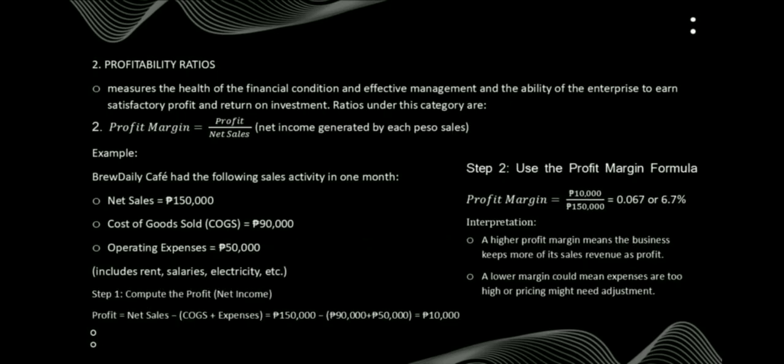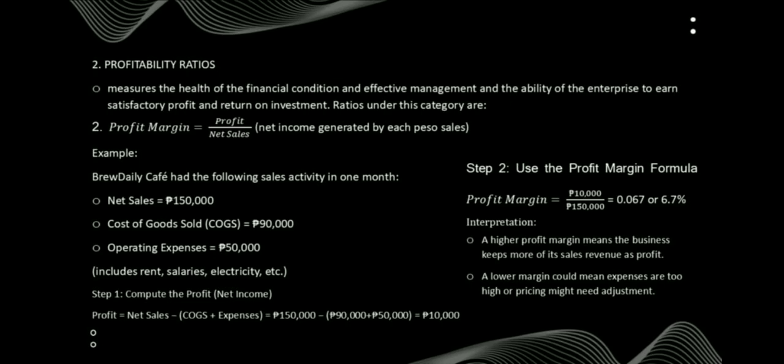Profit margin. On this part, we are not just focusing on the cost of the goods sold, we are taking note how much actual profit a business earns for every peso of sales after costs like rent, salaries, supplies, and others. Let's use the Brewed Daily Cafe as an example and assume that in 1 month, they have a net sales of 150,000 pesos with the cost of goods sold of 90,000 pesos and operating expenses of 50,000 pesos.